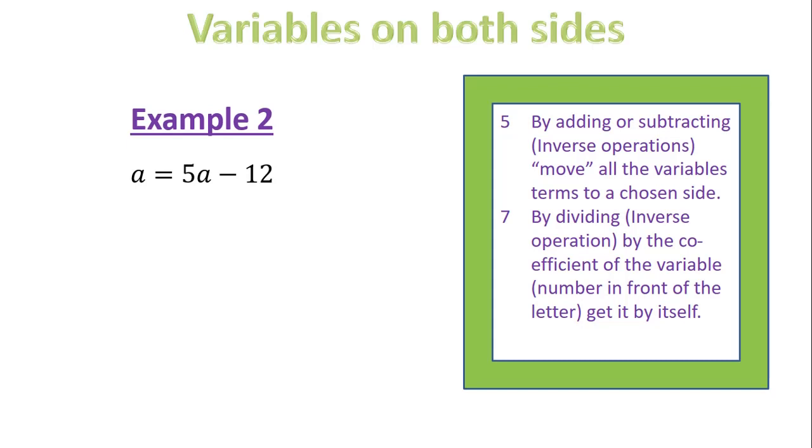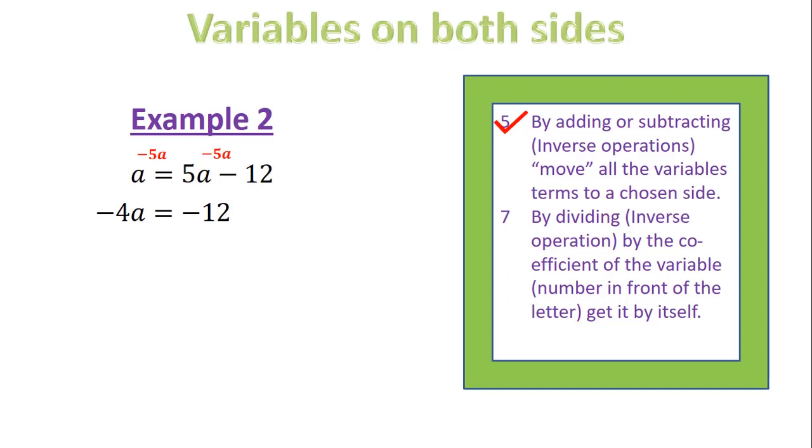So step 5, by adding or subtracting, move all the variable terms to a chosen side. What we want to do, we want to get rid of that 5a, and so we subtract 5a from both sides. On my left hand side I have a minus 5a, which gives me negative 4a. That equals negative 12. My 5a minus 5a disappears, and so I have negative 4a equals negative 12. Step 5, done.